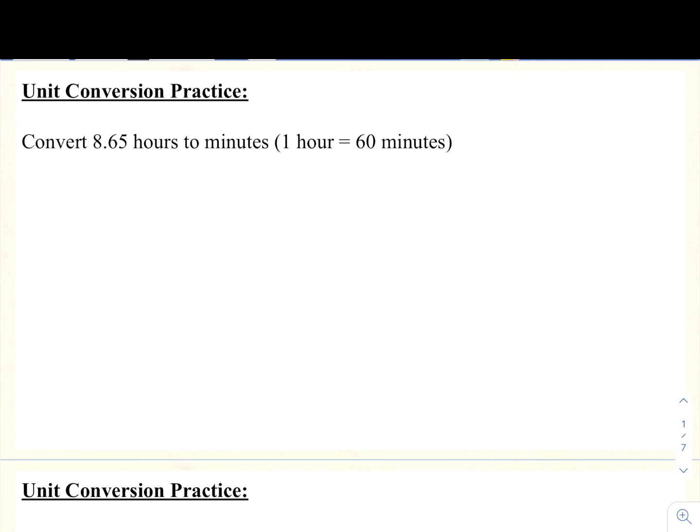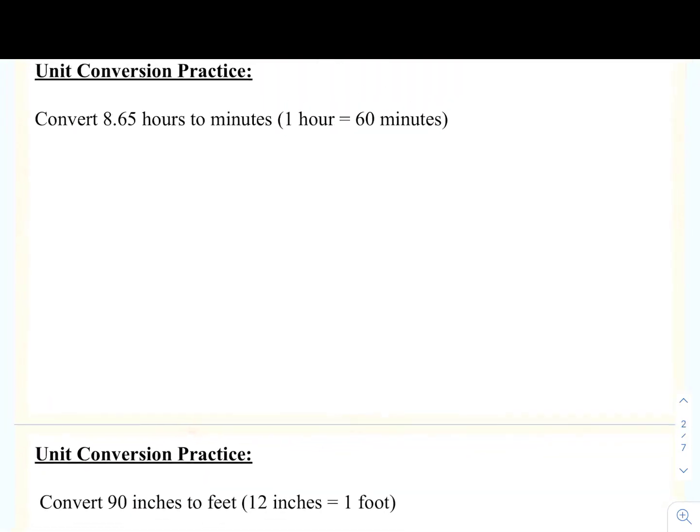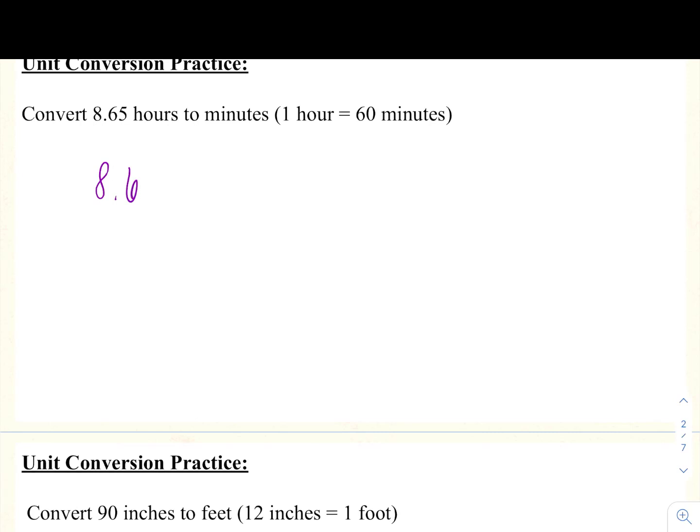So first example says convert 8.65 hours to minutes, and 1 hour equals 60 minutes. So what's inside that parentheses is really going to help us out here. First, we're going to write 8.65 hours, and we're going to multiply that by a fraction here. It's very important where you place your units within this fraction. For this example, we're going to put 60 minutes over 1 hour.